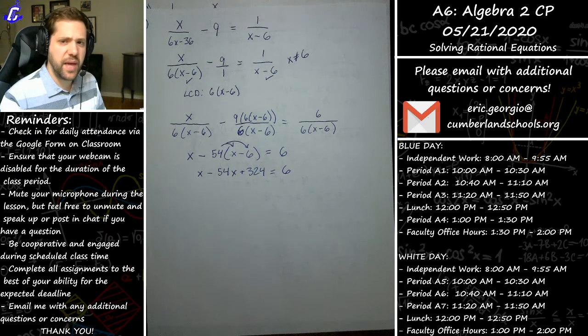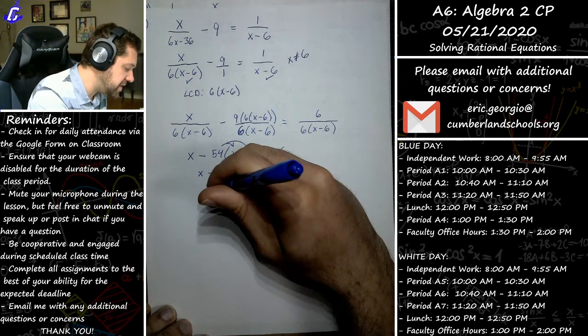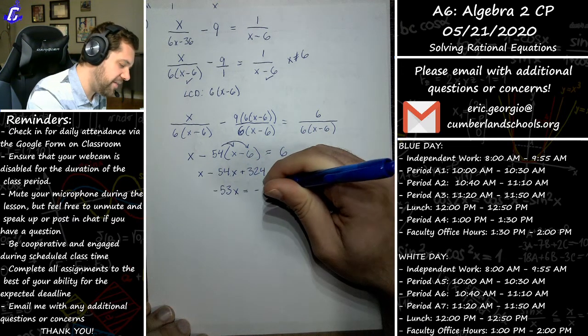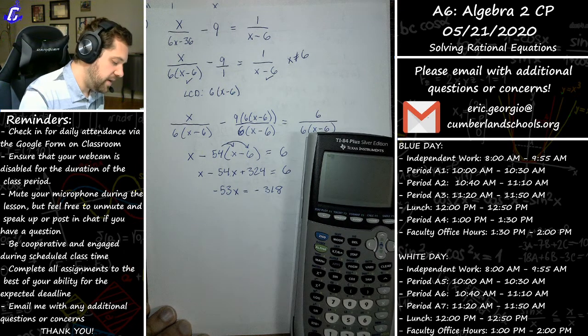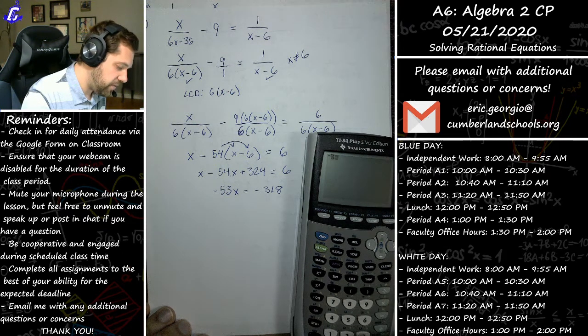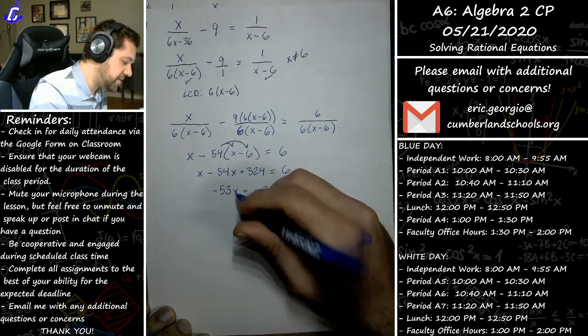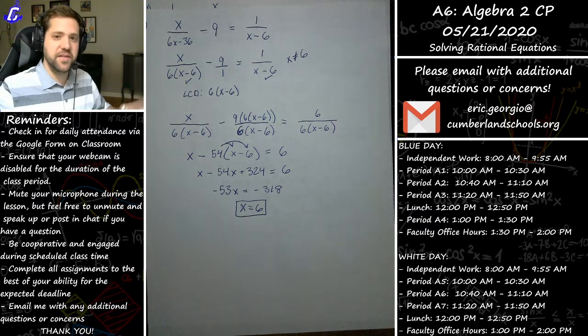Slightly bigger numbers than we may be used to seeing in equations like this, but it's really just algebra 1. We can solve for x normally. x minus 54x is negative 53x. Move the 324 over to the other side. That's going to be negative 318, I'm pretty sure. And if I go ahead and divide, we got negative 318 divided by negative 53. Oh, that's 35. Whoops. Negative 318 divided by negative 53, not 35. I get my solution of x equals 6. Hooray! A solution of x equals 6.